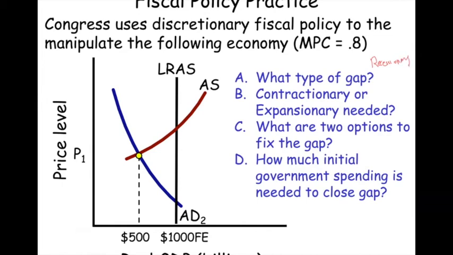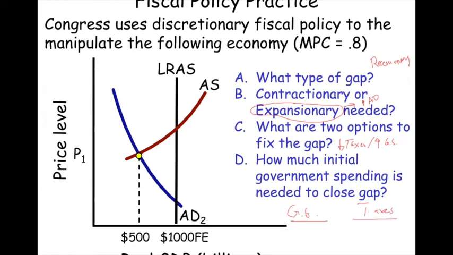Okay, how do we fix this? Do we need contractionary or expansionary? We need expansionary because that means increase AD, right? What are our two options? Well, we can cut taxes or we can increase government spending. Okay, how much initial government spending is needed to close the gap? Well, let's do both here. So first we'll do government spending right here, and then we'll do the taxes one over here.